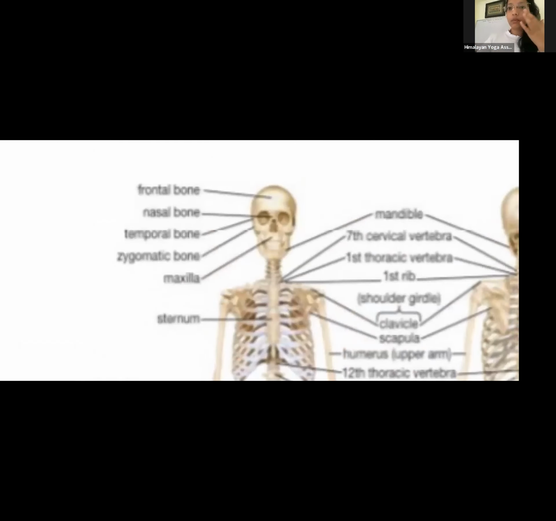See, from the front, it's frontal bone, nasal bone, temporal bone, zygomatic bone, maxilla, sternum. Okay, just till here, frontal and maxilla. These all are in your skull.